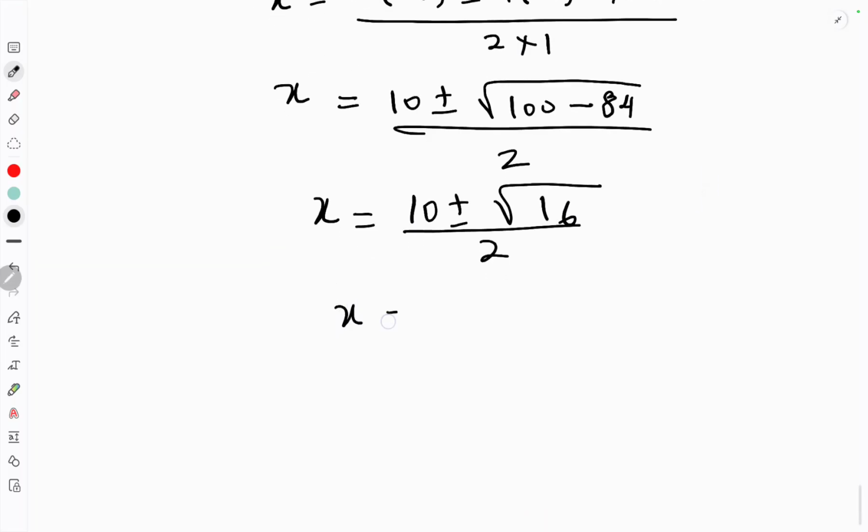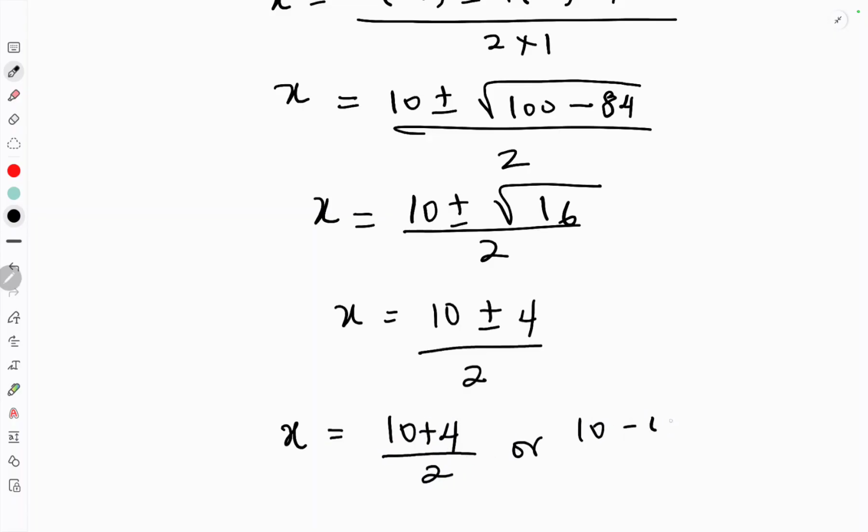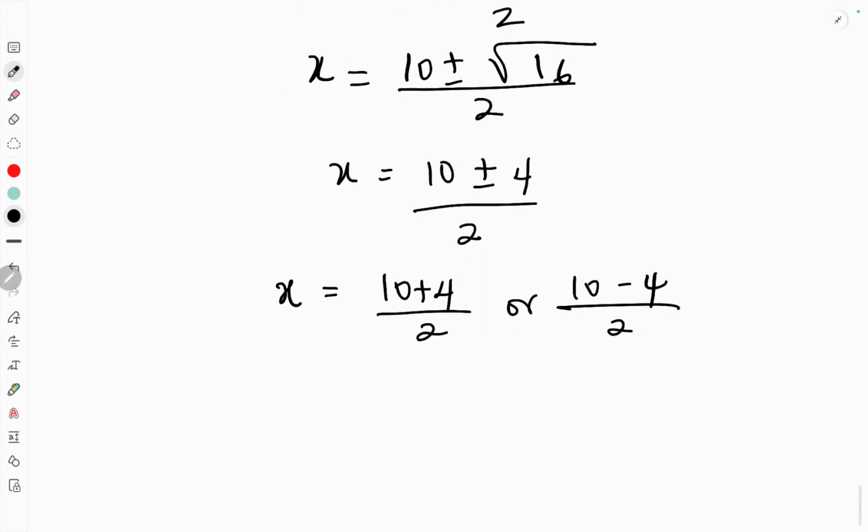And thus x is equal to 10 plus or minus, if you take the square root of 16, you have 4, over 2. That means for the two possible solutions of x, x is equal to 10 plus 4 over 2, or we have 10 minus 4 over 2. And that will give you x is equal to 14 over 2, or 6 over 2. 14 over 2 will give you 7, and 6 over 2 will give you 3. So these are the two possible values for x.